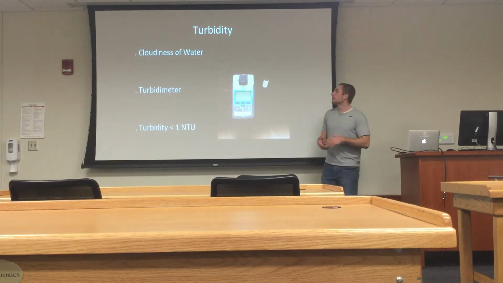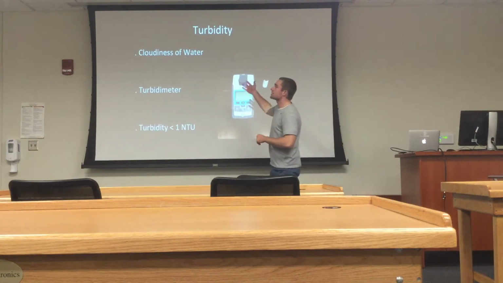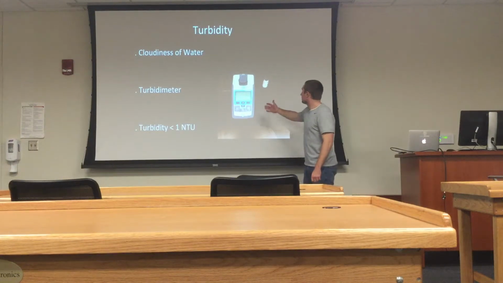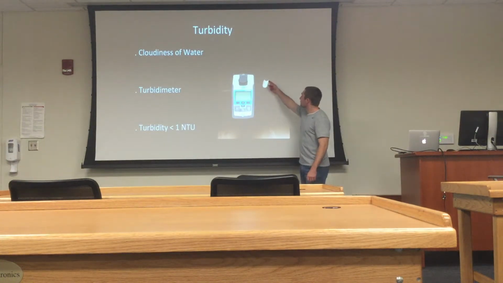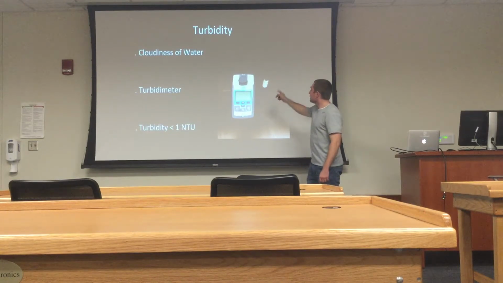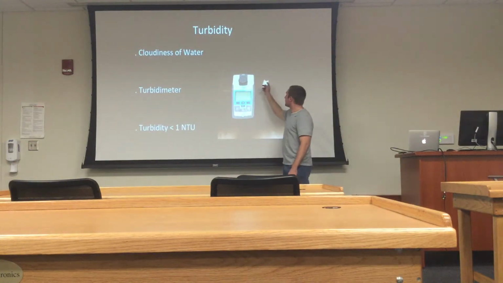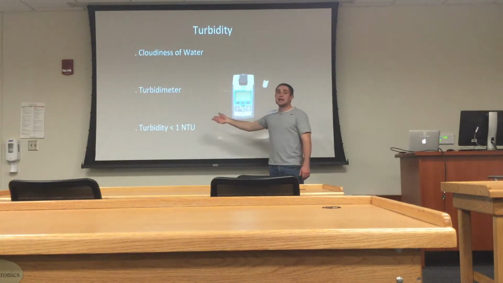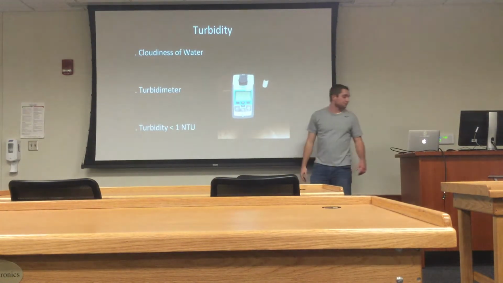So getting into the turbidity. Like I said, it's basically the cloudiness of the water. Right here is a turbidity meter, and right here is the vial. So basically, after we treated our water, we would place our water in this vial, and after configuring this, we would place the vial in there and it would let us know. And as I said, the turbidity had to be less than 1 NTU.